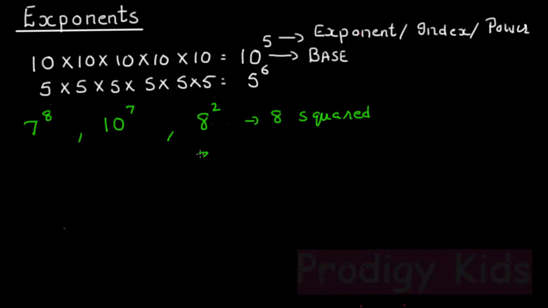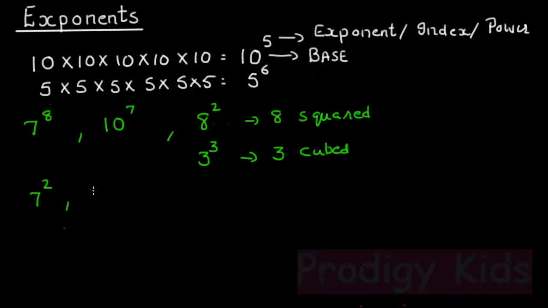How about 3 raised to 3? This is also most commonly read as 3 cubed. So there is a special name for the exponents 2 and 3, that is 8 squared or 3 cubed. So now let's try reading these numbers.